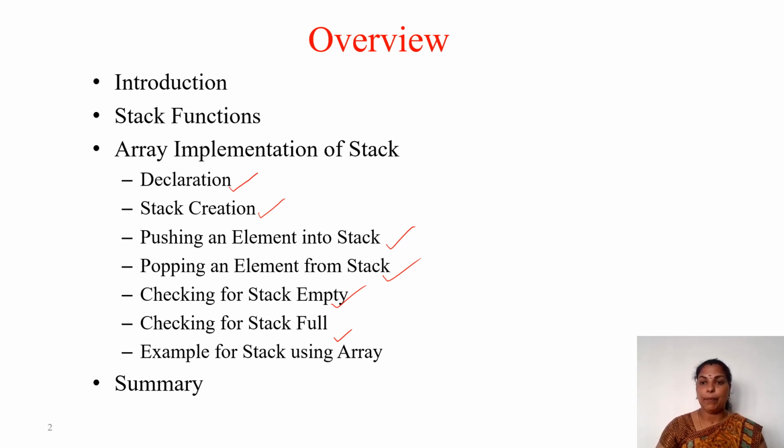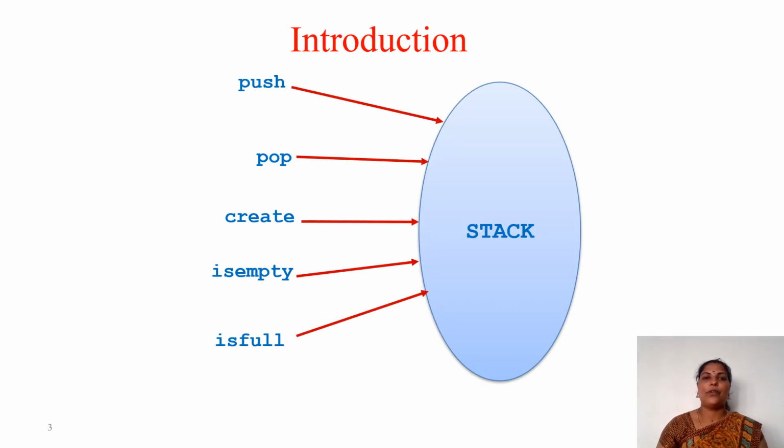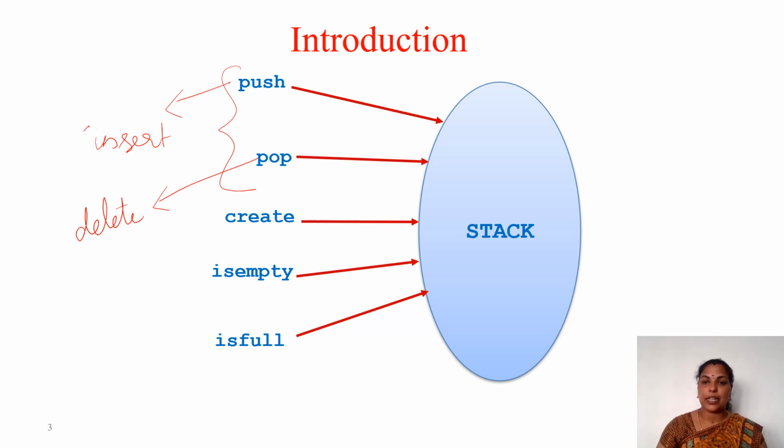Let us see how to implement all the operations. So we all know that these are the two main operations in the stack data structure, push and pop. Push is to insert an element in the stack and pop is to delete an element from the stack. And these push and pop operations are performed at a position called the top of the stack. It is also called the peak of the stack.